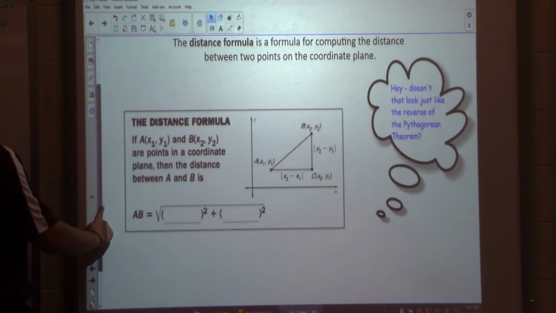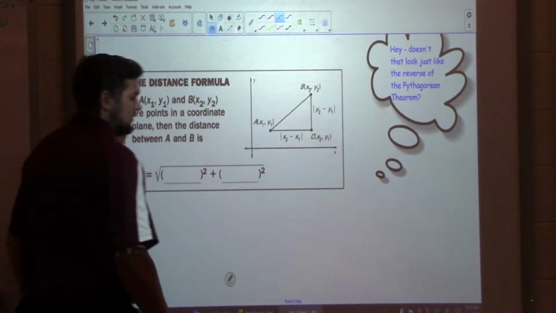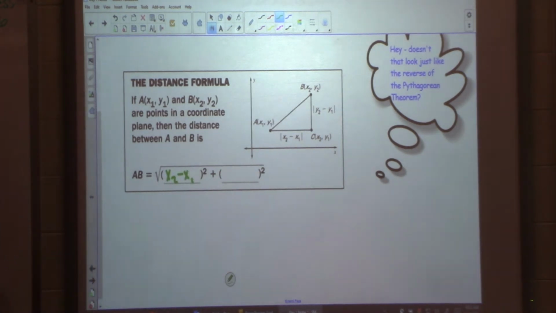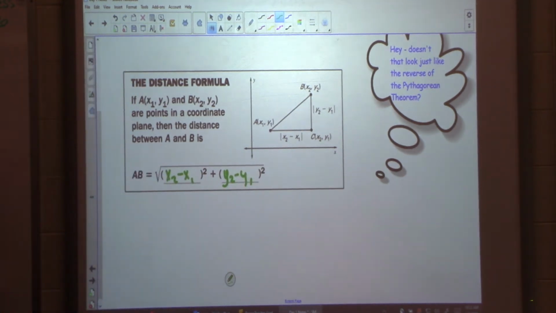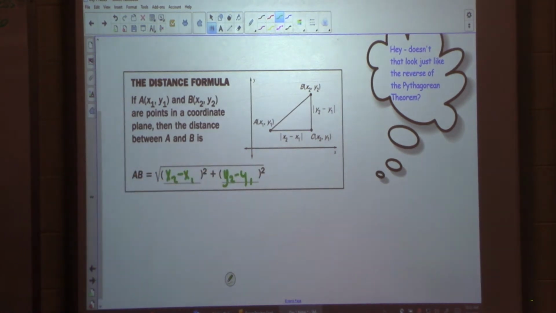So, the distance formula, if we have points A and B, we're going to take x2 minus x1 and square it. And we're going to add y2 minus y1 and square it. That's like a squared plus b squared. And then take the square root of it. So I'll take the square root of c squared to find c, right? So this is just straight from Pythagorean theorem. x2 minus x1 squared plus y2 minus y1 squared. And take the square root of it all.